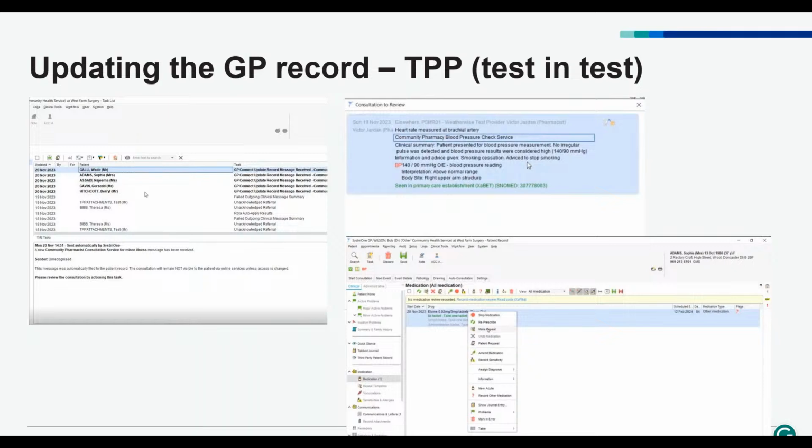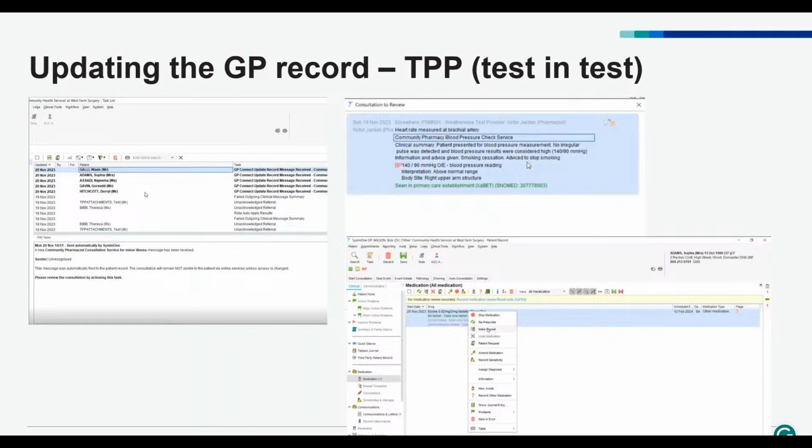But also, if the patient was to access their own record via the NHS app, they'd be able to see that information as well. They'd be able to see trends in their blood pressure, and this reading would contribute to that trend. And then the third screenshot underneath shows you a medication entry. That would be added to the medication list for that patient, and it can be reissued by the practice if they wanted to reissue it.